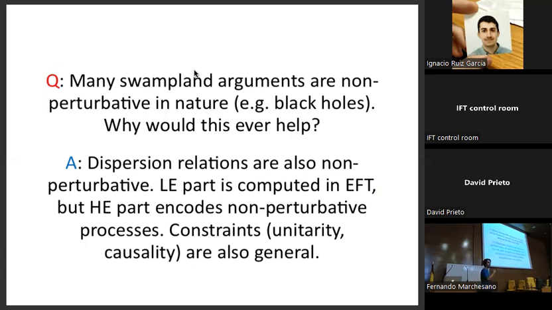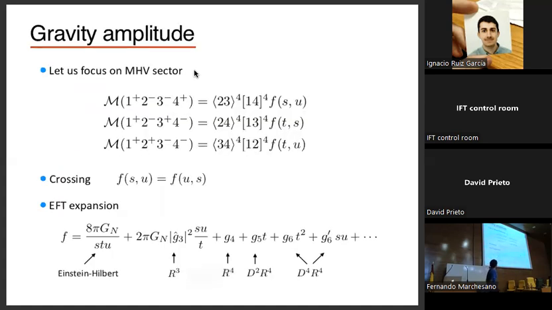So secretly, we are inputting some of that in the UV, at least the fact that that should happen in a unitary and causal way, which are general and non-perturbative properties. Okay, so what is the modern form of this program of trying to draw conclusions from some of these conditions? So, for instance, let's look at the 4-graviton amplitude, and I'll go fast here.